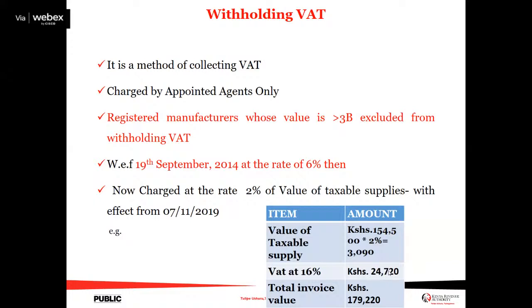But remember, I'm an appointed agent, and my role is to withhold 2%. So this person will withhold 2%, that is Kenya shillings 3,090. It will be 2% of the VAT.